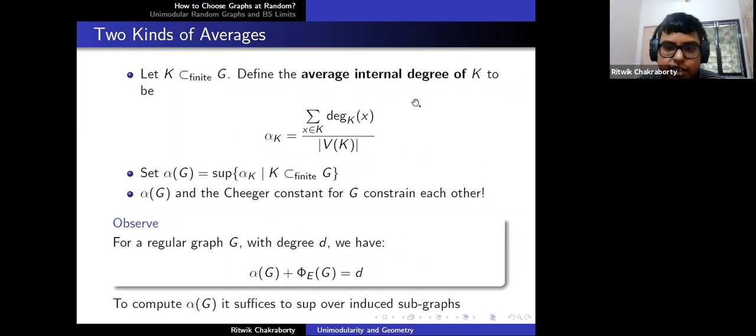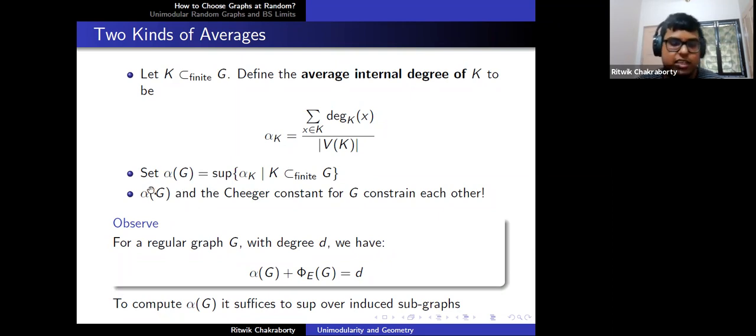So I'll define the average internal degree to be what? Take each point x in your subgraph K, compute its degree with respect to this subgraph K, sum them all up and divide by the size of K. This is the average internal degree, and we denote it by alpha K. And we set alpha of G to be the supremum of all these alpha K guys, where the supremum is taken over all finite subgraphs, right?